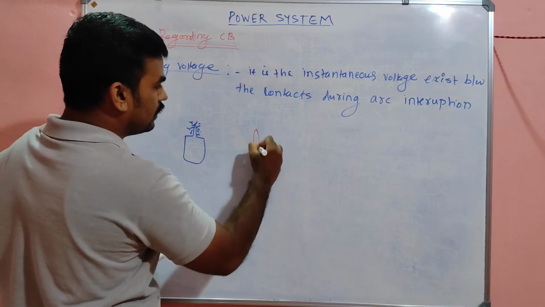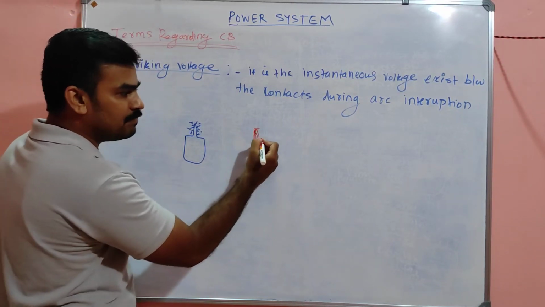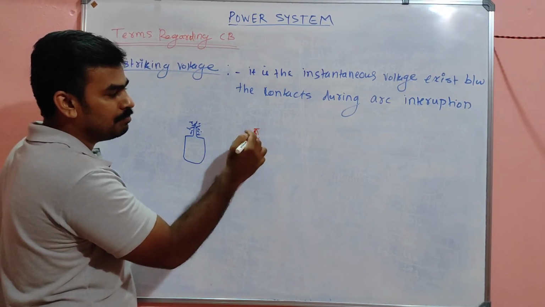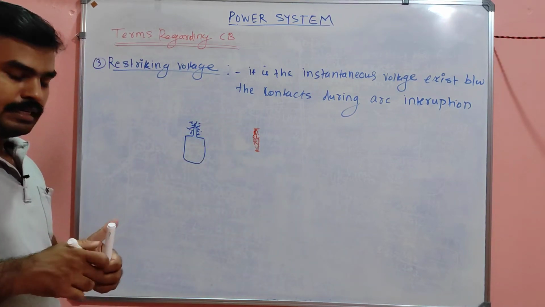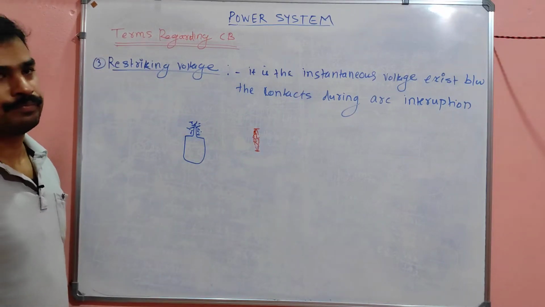This is the arc, and these are the two contacts. The arc will not suddenly break. It will break and make again, and break and make. Before it can permanently break, a few break and make cycles will happen in between.